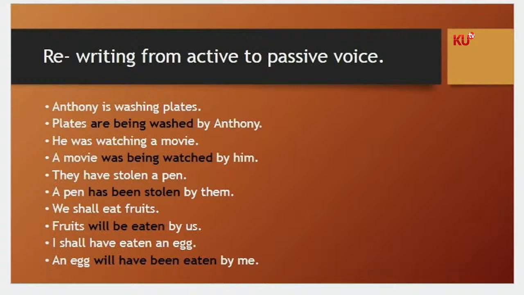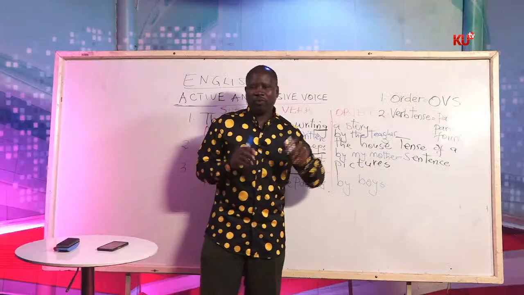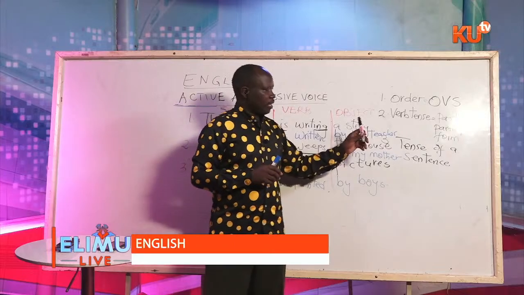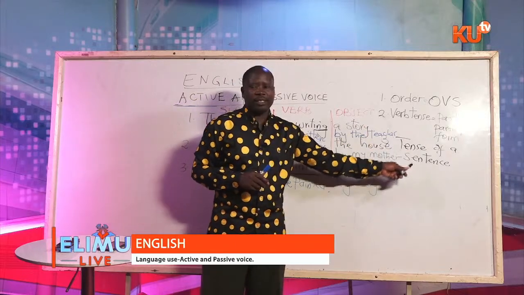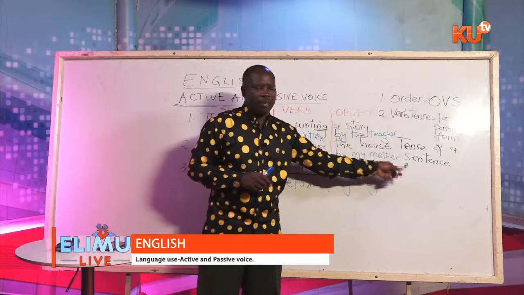As I said earlier, the most important things in changing from active to passive voice are, number one, we look at the order of object, verb, and subject. Then number two, we look at the verb, which must be written in past participle form. And finally, we look at the tense. Now, as we move to the next slide, it will show us how each of these tenses changes.